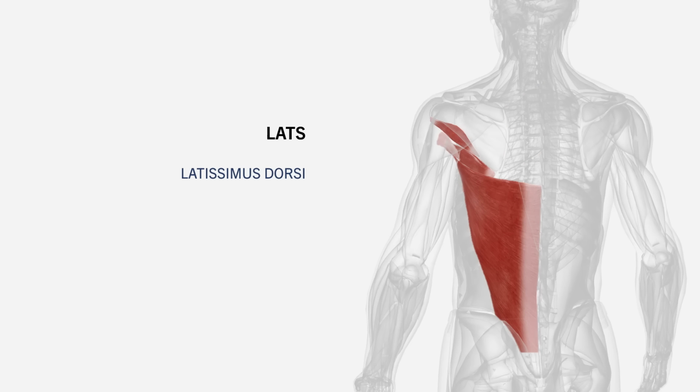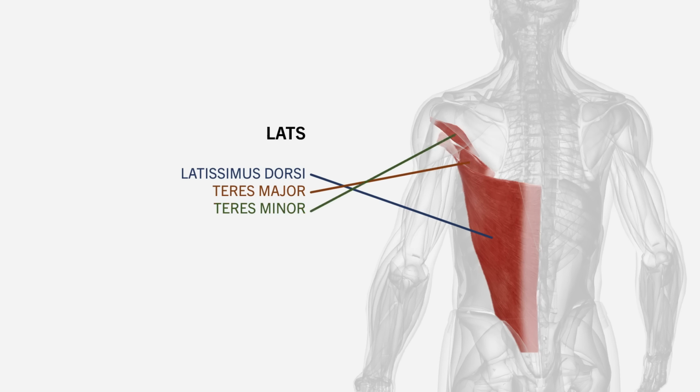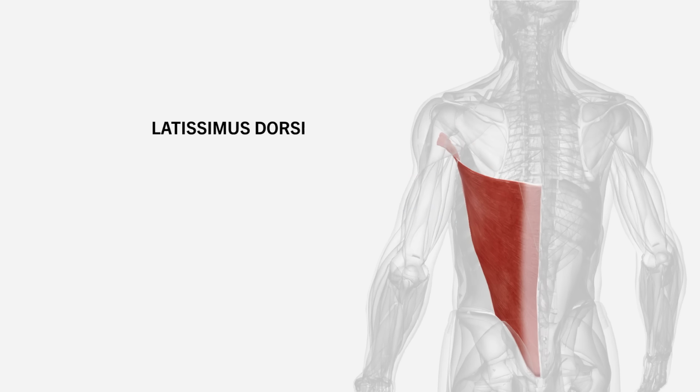The lats refer mainly to a single muscle, the latissimus dorsi. But we can also include the teres major and teres minor muscles when referring to the lats too. The lat muscles have slightly different primary functions to the upper back, which is why we are subcategorizing it. In terms of its anatomy, the latissimus dorsi inserts on the humerus.